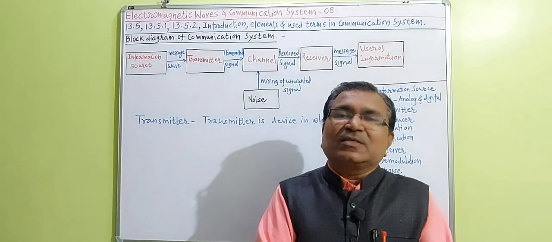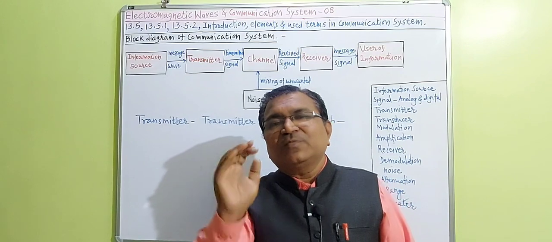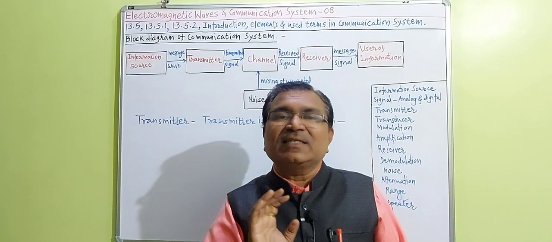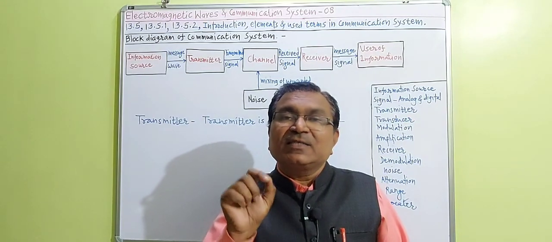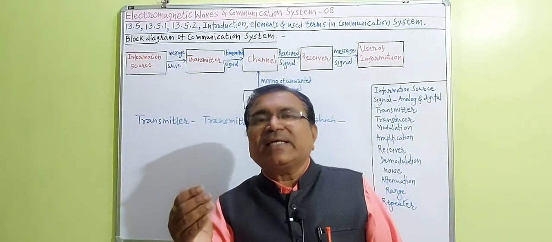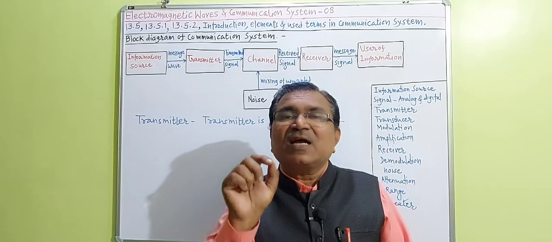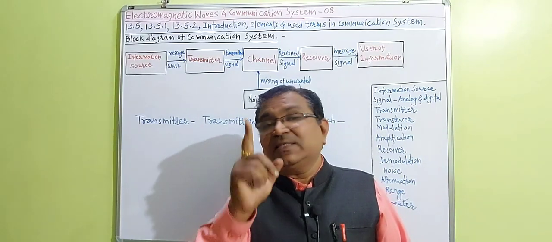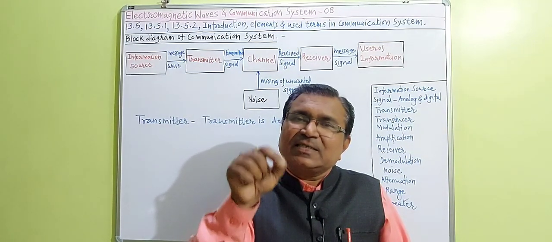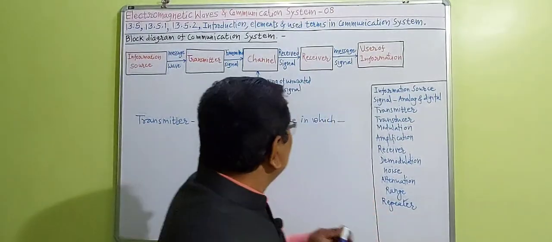The message generated in the form of wave is converted into electrical signal or audio signal, and a device which converts waveform into electrical signal form is called a transducer. Listen carefully. And this transducer is present in the transmitter. So the first process is done, that I will write on the board.